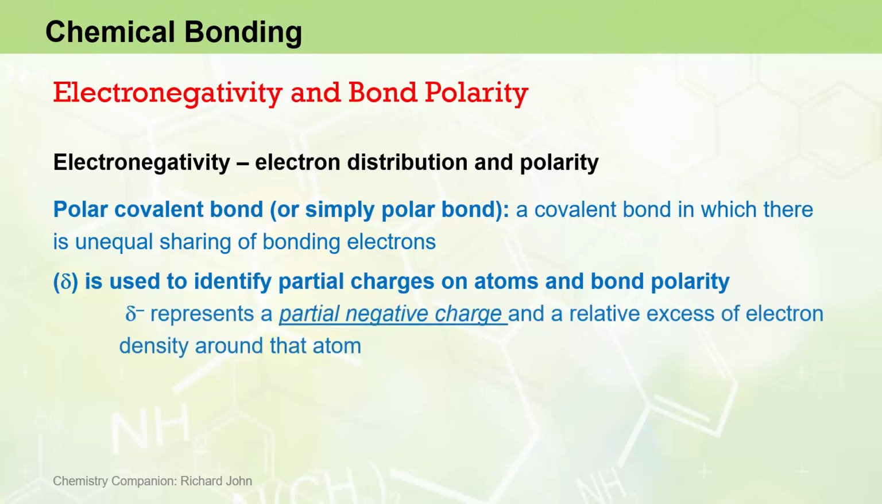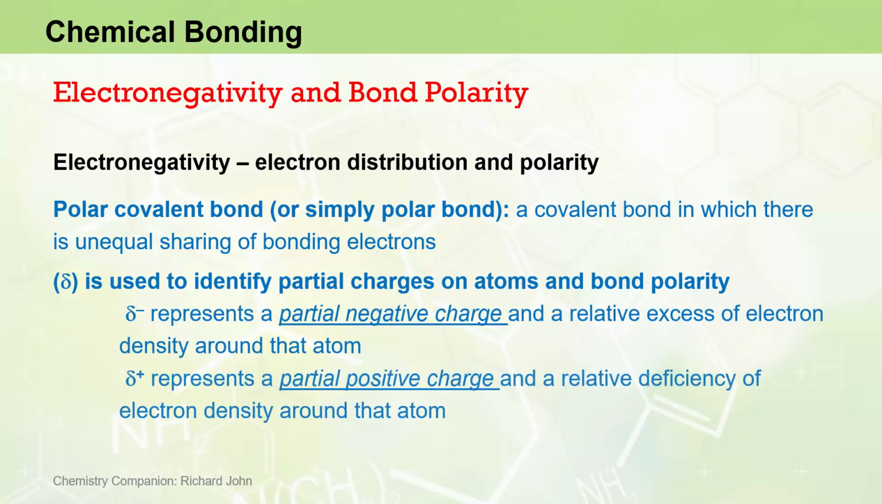A delta minus symbol on an atom represents a partial negative charge and a relative excess of electron density around that atom. A delta plus symbol on an atom indicates a partial positive charge and a relative deficiency of electron density around that atom. Using this notation, the hydrogen chloride molecule would be represented like this, with the delta minus symbol placed near the chlorine atom and the delta plus symbol placed near the hydrogen atom.